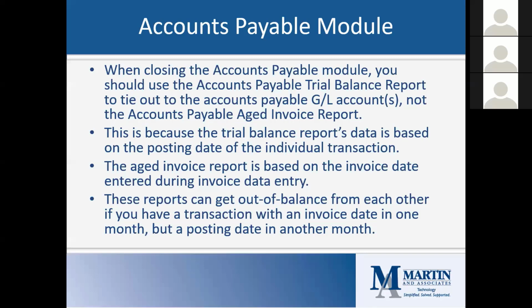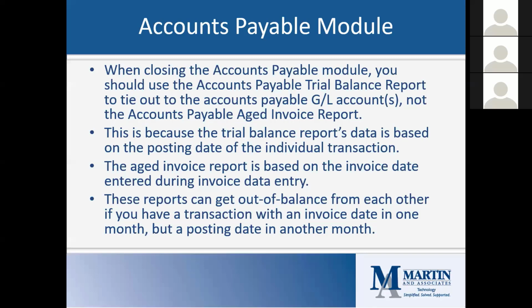So let's look at an example here. We have an invoice that is dated November 30th, okay, and we just posted it today. We just put it into the system today on December 15th, okay? So we put an invoice date of 11/30 on it. But when we ran the invoice register, we said post it to today's date, December 15th. That's when it hits the general ledger. So if we ran an aged invoice report as of the end of November, that transaction will show up on it because of the invoice date of November 30th.